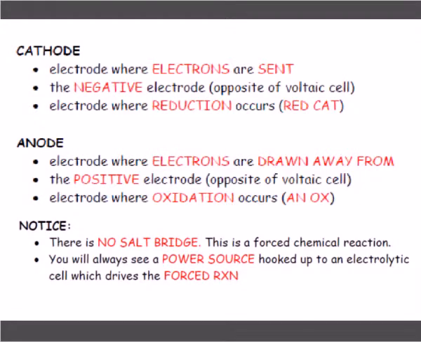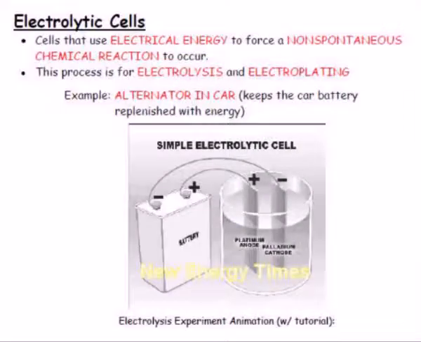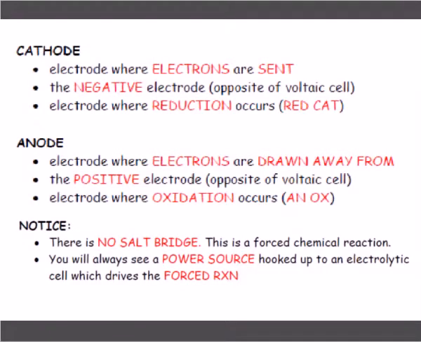Now, guys, this is where it gets a little bit different. In an electrolytic cell, the cathode is the electrode where the electrons are sent. It is the negative electrode. So this is the opposite of what we were just discussing. Okay, it's the opposite of a voltaic cell, which is why you can get confused very easily. All right? The electrode where reduction occurs. So it's still red cat, but the negative positive piece becomes flipped.